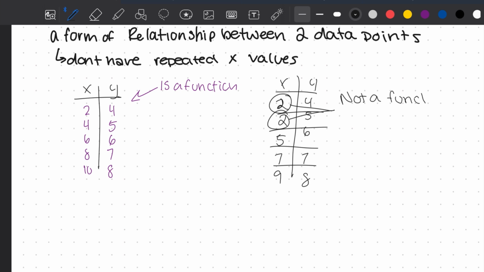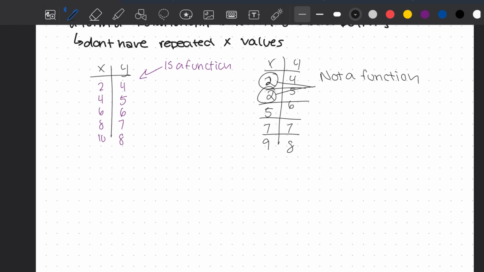Can't they appear twice in the y? They can appear twice in the y, yes. So if you have the same number twice in the y, that is still a function. Now let me show you why that is the case.